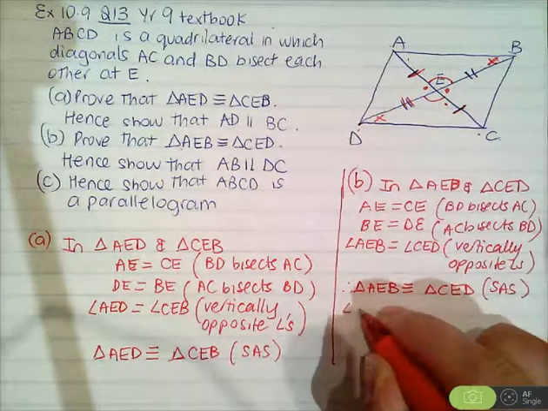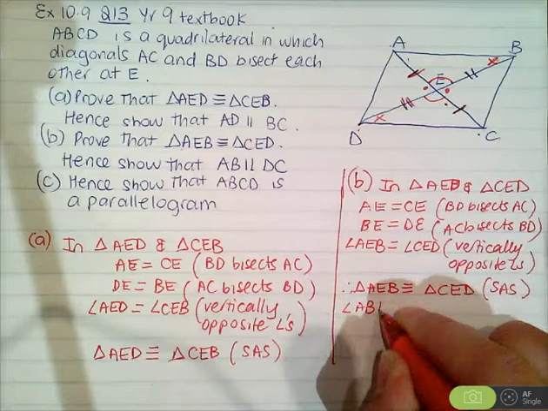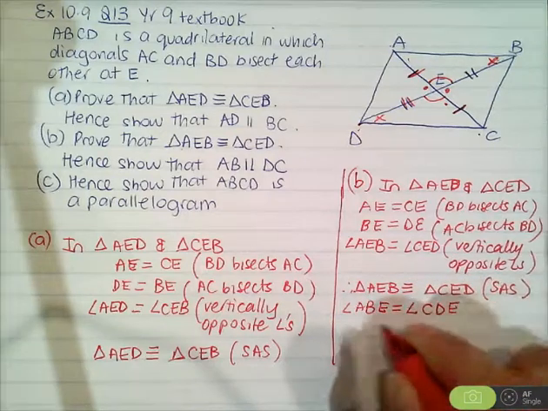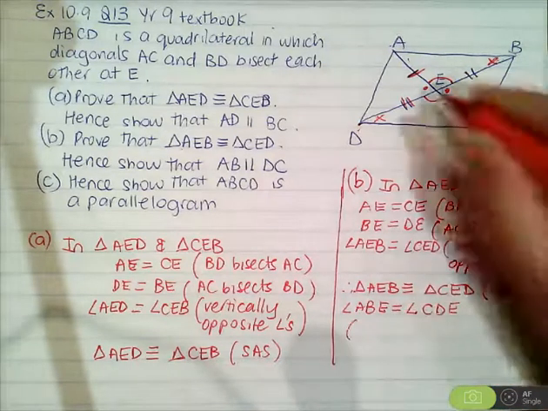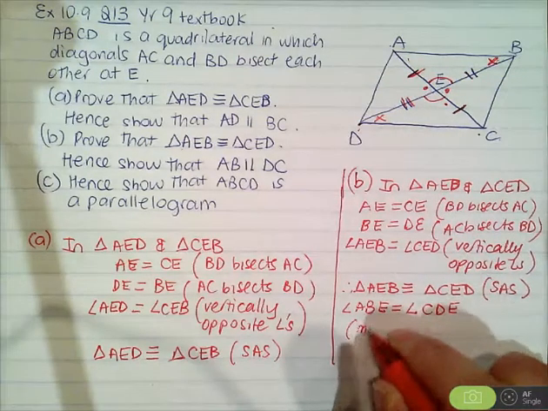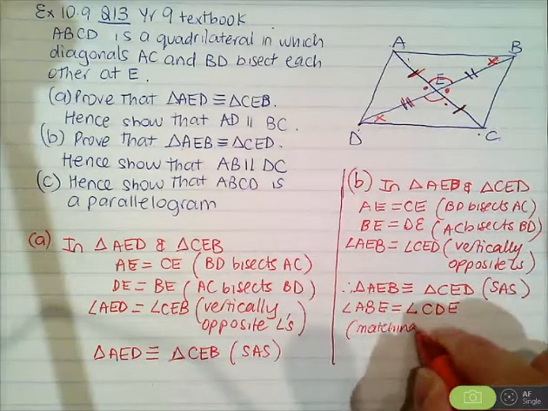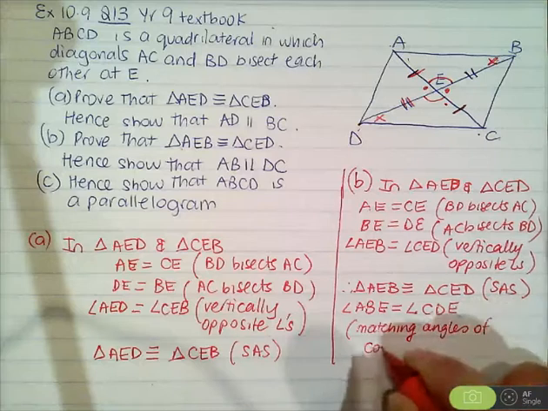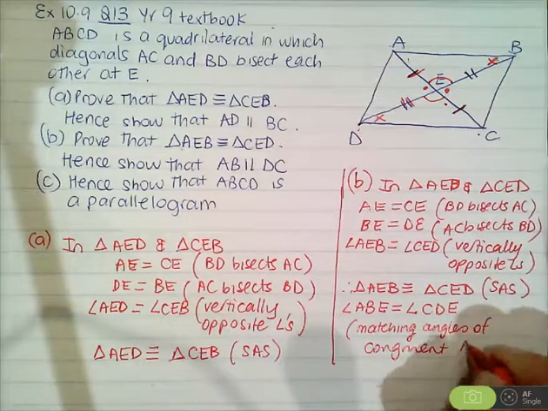So here I can say angle ABE is equal to angle CDE. And the reason I can say that those two crosses, marking those two angles, are equal is that they are matching or corresponding angles of congruent triangles.